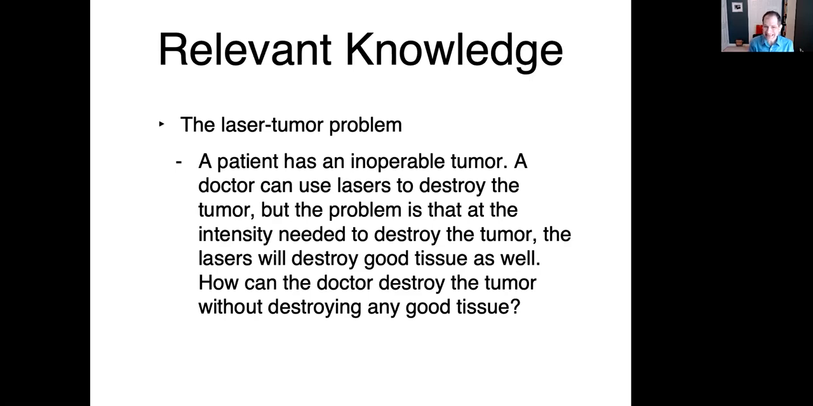The problem is that at the intensity needed to destroy the tumor, the lasers would destroy good tissue as well, right? However powerful the lasers need to be in order to destroy the tumor, they would cut through good tissue, and we can't have that. So how can the doctor destroy the tumor without destroying any good tissue? You probably have the solution on your slides, but does anyone have any suggestions? How can you destroy the tumor with the lasers without destroying any of the good tissue at all? Anyone want to take a guess in the chat window?